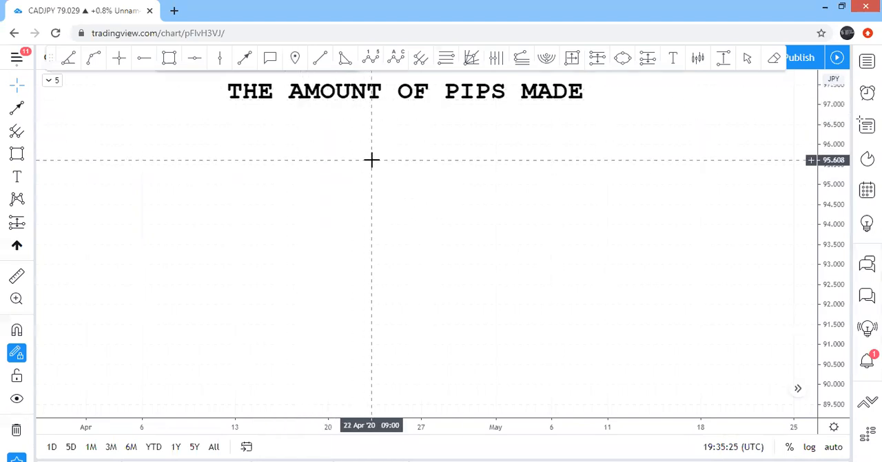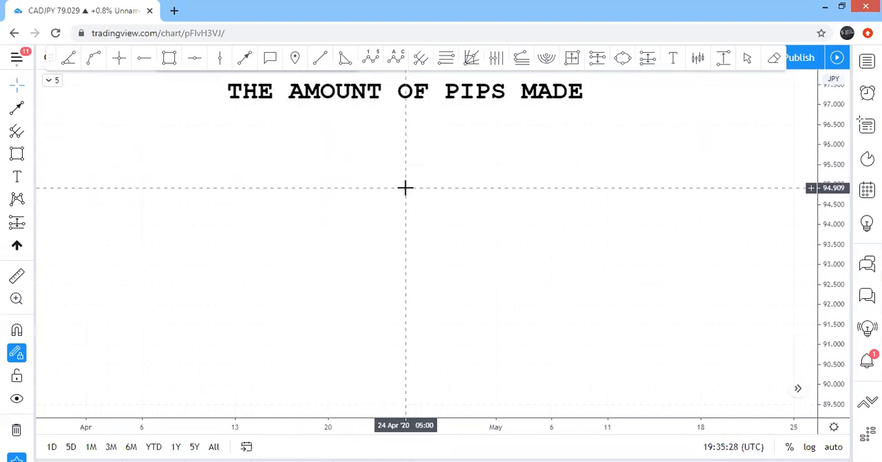And what are pips generally? All right. I don't want to go too far into the technicalities, but it's the amount of points that you accumulate that turns into money. Okay, the amount of points that you accumulate that turns into money.